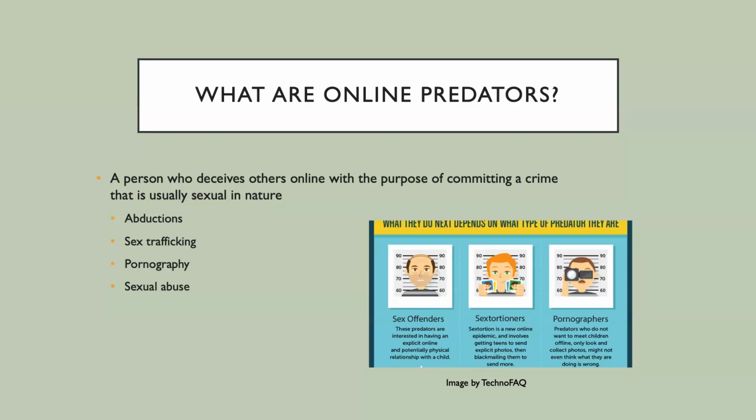So predators are people who are trying to deceive somebody and trick them into doing things that would be considered a crime. They're trying to commit some kind of crime. So whether that is sex trafficking, engaging in child pornography, or just pornography with adults, sometimes sexual abuse online, that does happen, are just doing things without consent. So online predators are all about the sexual nature. They want to commit some kind of sexual crime.